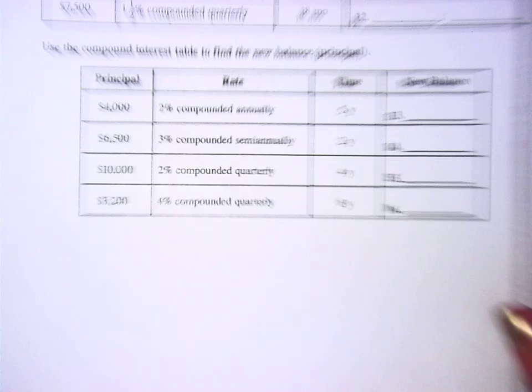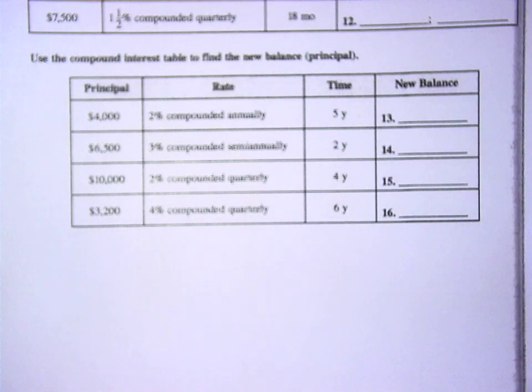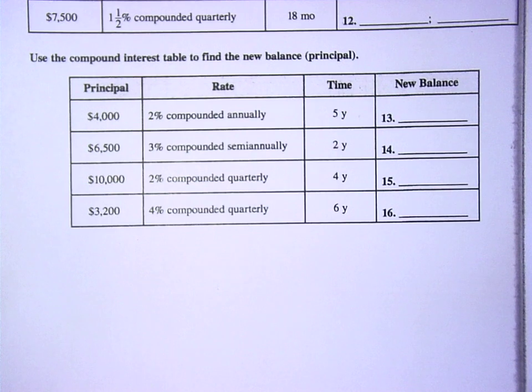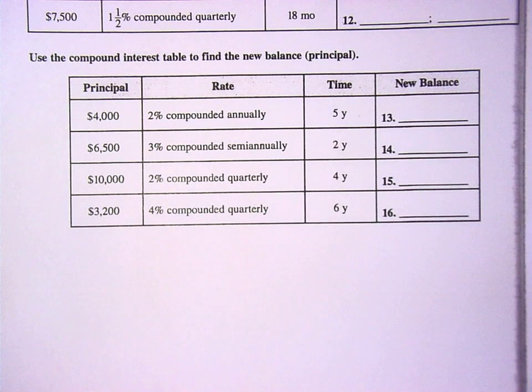Does anybody know what it means if something is compounded annually? Anybody know what annually means? Go ahead, Triton. Just yearly? Yeah, yearly. So what that means is that you would get your interest at the end of the year, and then that interest would be added in, and then you get interest on interest now. Do you remember that? That's the definition of compound interest. Should we add that? Let's add that quick to your sheet.